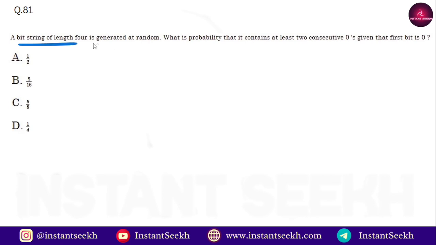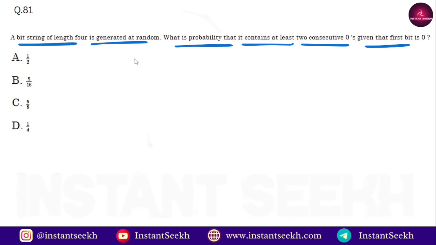A bit string of length 4 is generated at random. What is the probability that it contains at least two consecutive zeros given that the first bit is 0? Okay, so consider a bit string of length 4 generated at random.